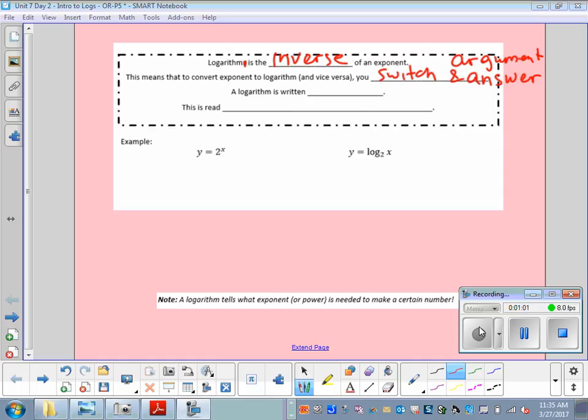Logarithm is written as this: log base b of x. And when we see this notation, we say logarithm base b of x.